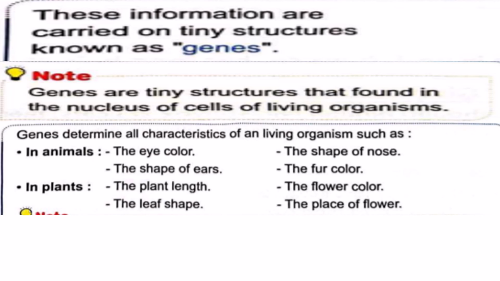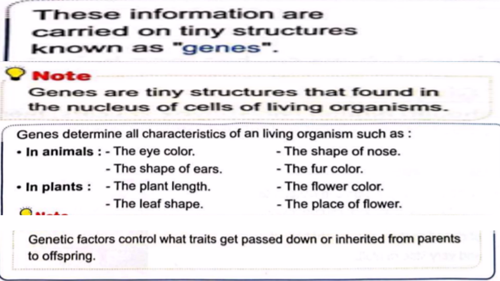Finally, this information is carried on tiny structures known as genes. So, genes are tiny structures found in the nucleus of cells of living organisms. Genes determine all characteristics of a living organism, such as, in animals, the eye color, the shape of the nose, the shape of ears, and the fur color. In plants, the plant length, the flower color, the leaf shape, and the place of the flower. Okay? Genetic factors control what traits get passed down or inherited from parents to offspring.